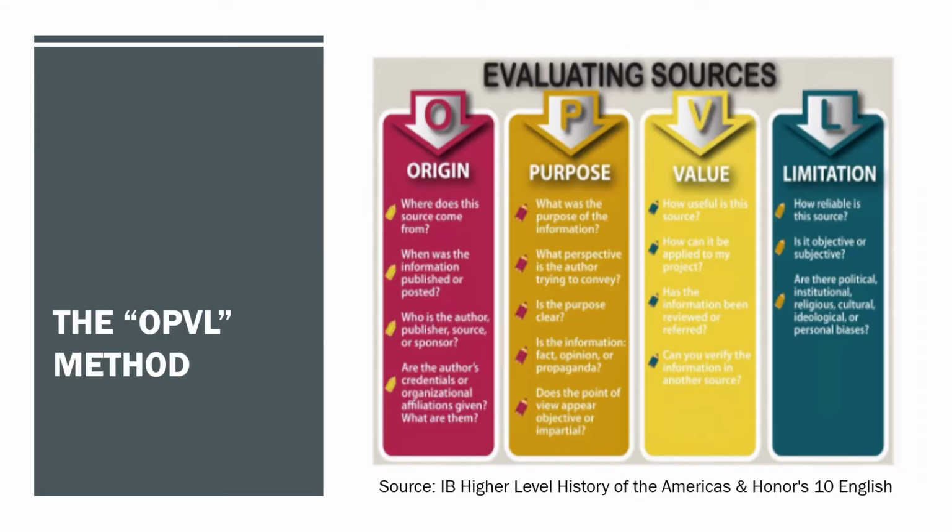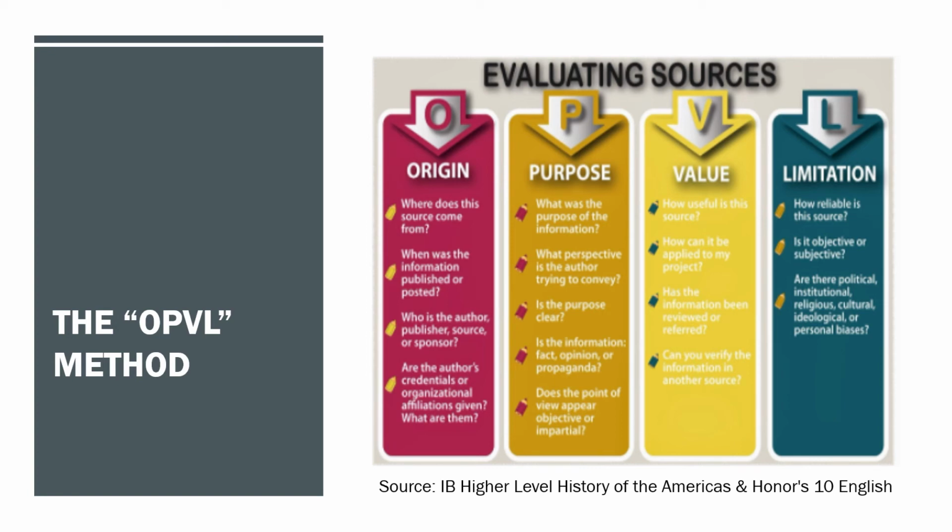Another one is the typical OPVL. When I say typical, this is because it's the one that is being used for paper 1 in history, in diploma. OPVL stands for origin, purpose, value, and limitations. And it's similar to the DDAABB system, probably more precise, more specific.